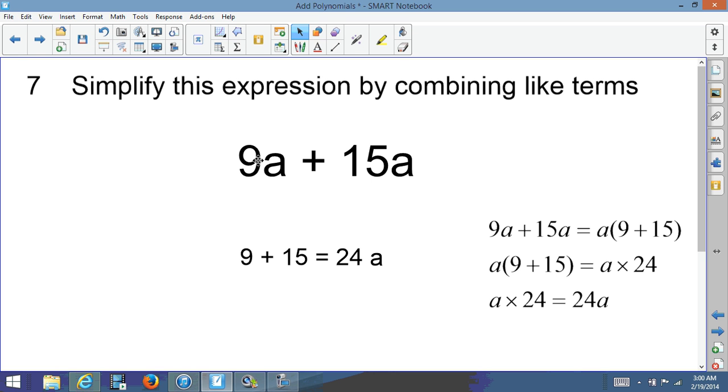So we're combining like terms. So the main thing to know in combining like terms, you have to make sure you have the same variable that you're combining. So if they're both a's, combine them. But be careful, if the exponents are different, you cannot combine them because they're different items.